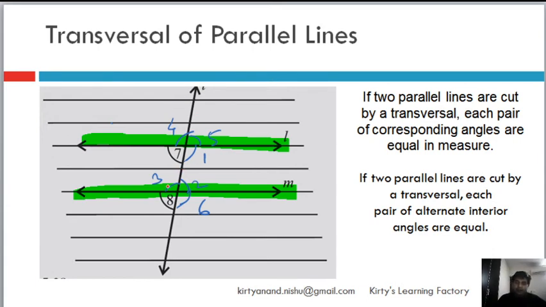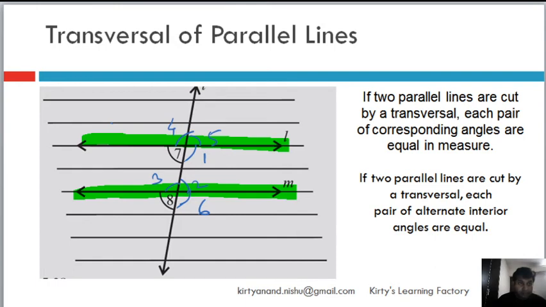So when two parallel lines are cut by a transversal, each pair of corresponding angles, 4 and 3, 5 and 2, will be equal. So angle 4 will be equal to angle 3, angle 5 will be equal to angle 2. Also, when two parallel lines are intersected by a transversal, the alternate interior angles are also equal. So angle 7 will be equal to angle 2, angle 1 will be equal to angle 3.